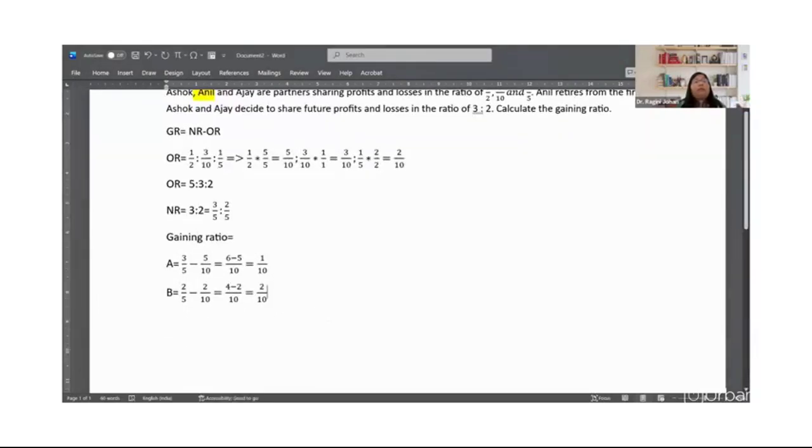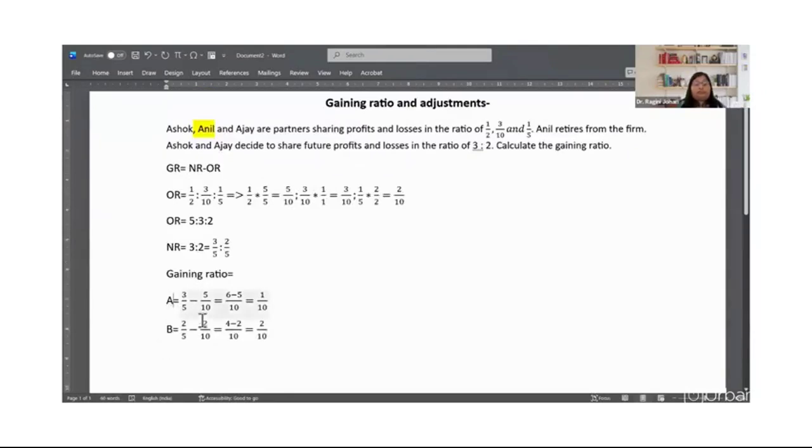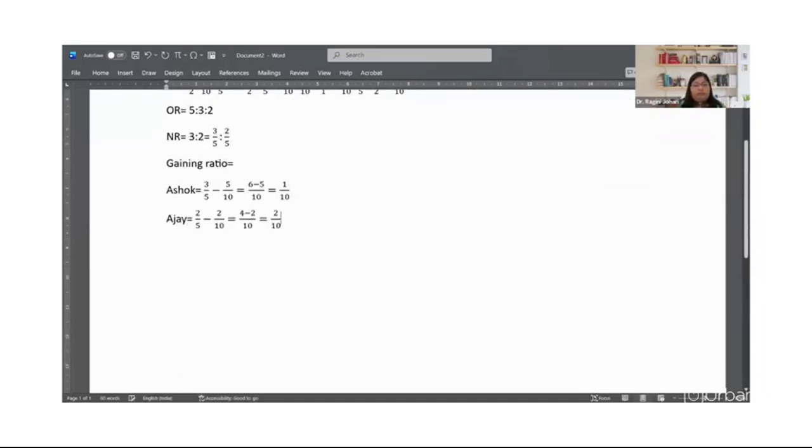Sorry, this is Ashok, and this is Ajay. So the gaining ratio between Ashok and Ajay is 1:2.